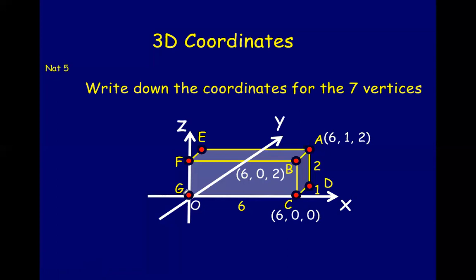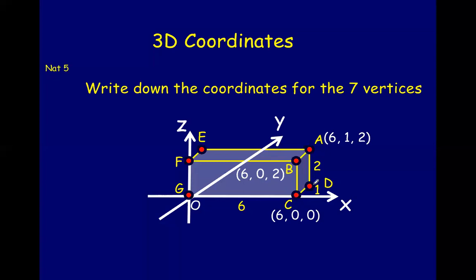So it's only got a displacement on the x-axis. No displacement along y, no displacement along z. If there is no displacement along any axis, you just put a 0. So we've done A, B, C. Now D. D has got x equal to 6.